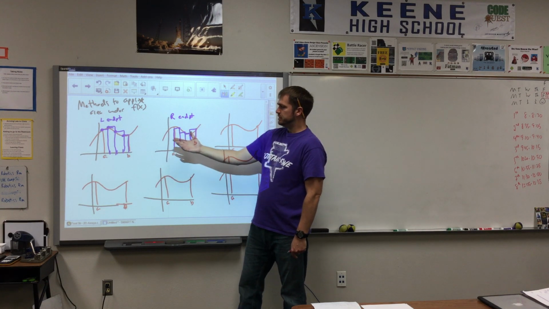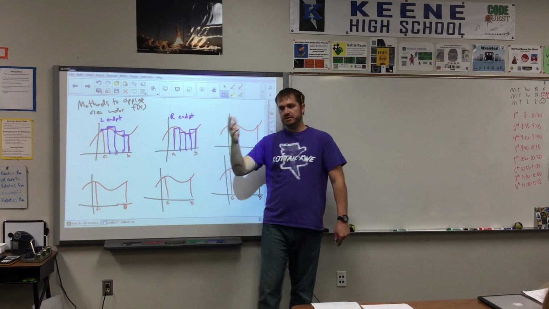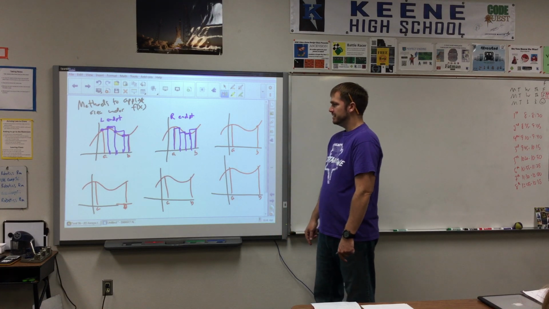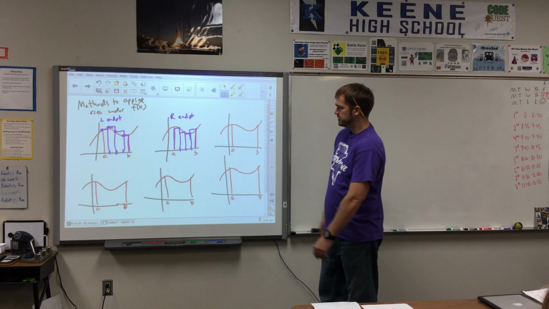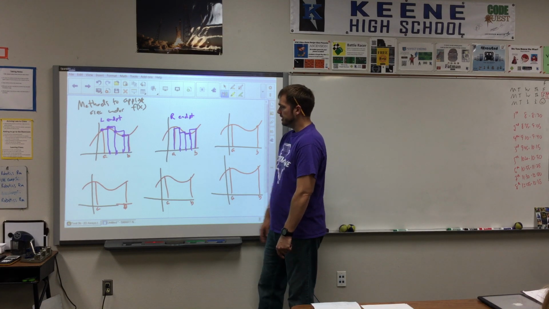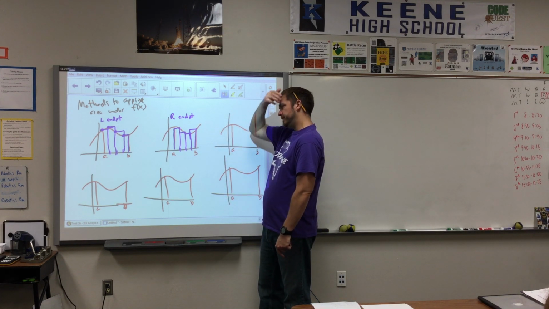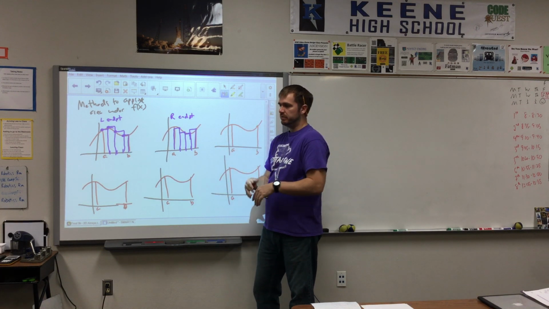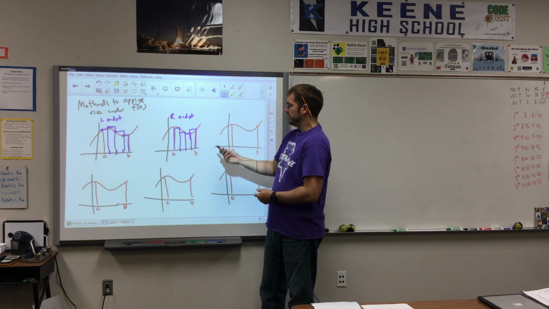But as you can see, there's some problems with these approximations. Ivan, what's the problem with those approximations? They either overshoot or undershoot. Yeah, they either overshoot or undershoot a little bit, okay? It's going to be a little bit of an overestimate or an underestimate. Now, if the function was completely increasing or completely decreasing, then it would be all under or all over.